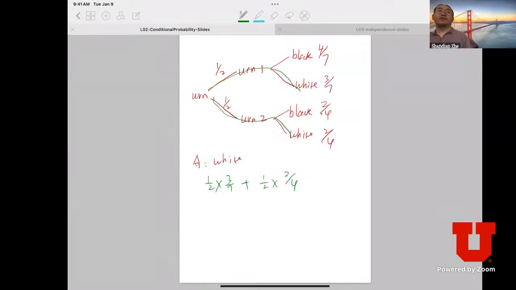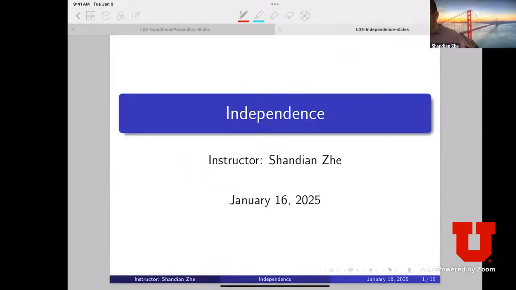Any questions? Okay, great. Oh, it has taken quite a while to practice these 2 problems. Okay, let's take a break for 5 minutes, and then let us continue to give a quick introduction about the concept called independence.